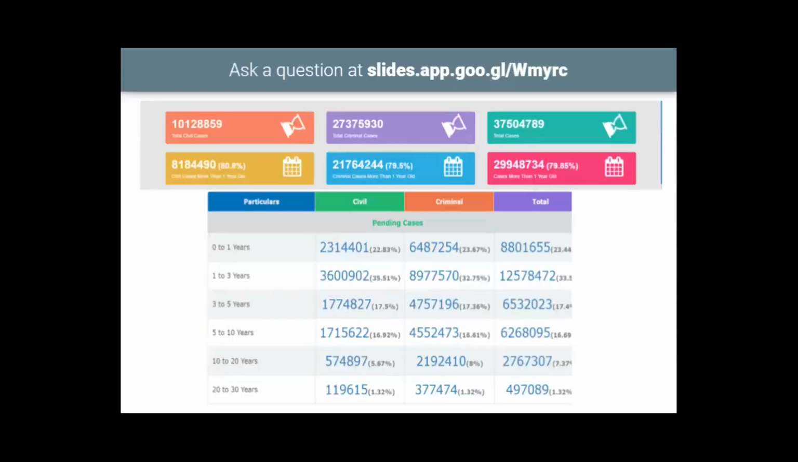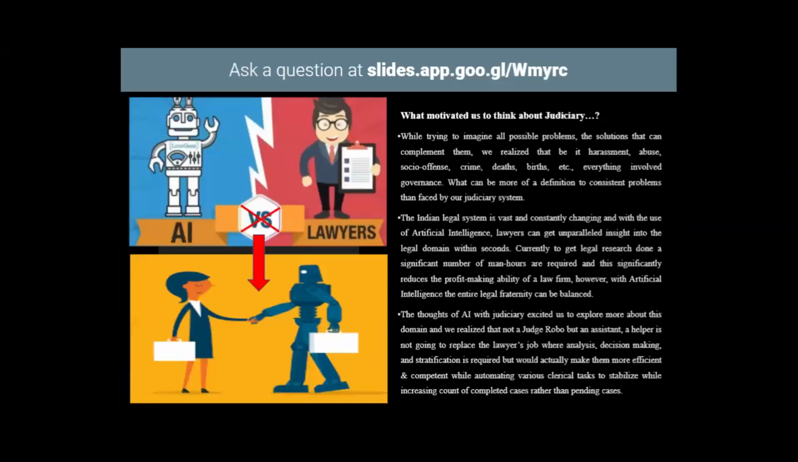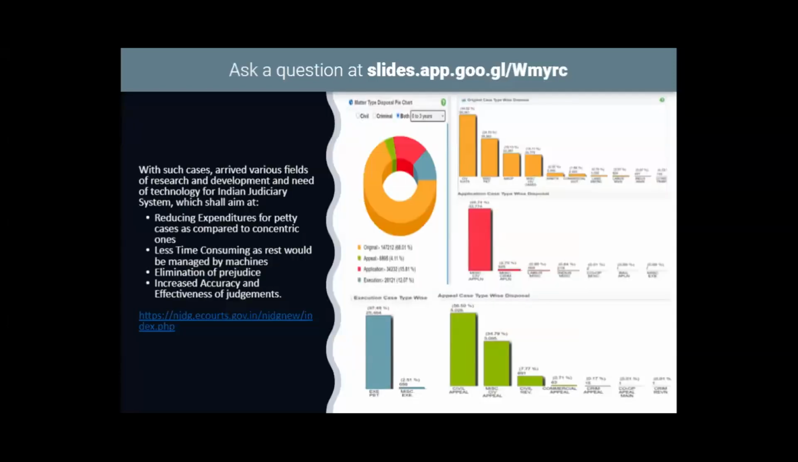Next. These are the real-time statistics available on our Indian website about the pending cases and the total cases. Next. I don't think it is clear, but okay. Yeah, back. These are the cases. As you can see, the orange ones are all the original cases. Introducing artificial intelligence in the field of judiciary can help reduce expenditure. It is less time consuming, eliminates prejudice, and increases accuracy in judgments. Next.